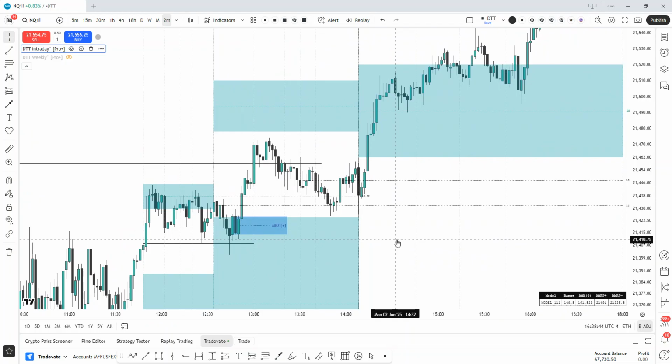So a very quick breakdown going over the indicator and the trade recap with the execution there. Bring the account balance on this funded account to a nice amount.